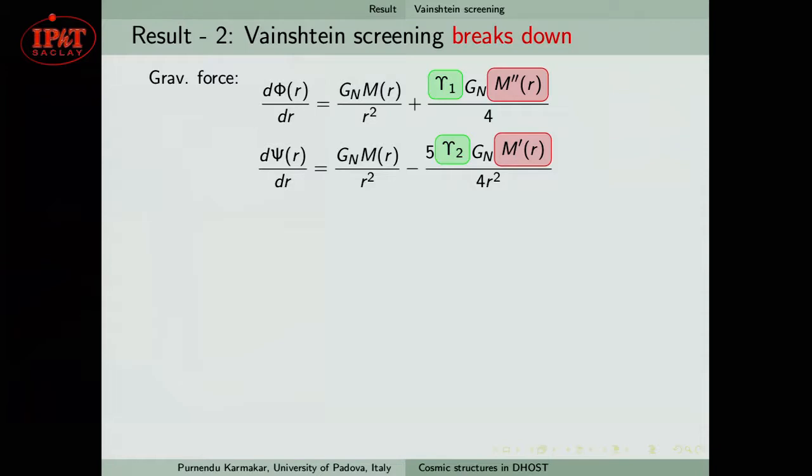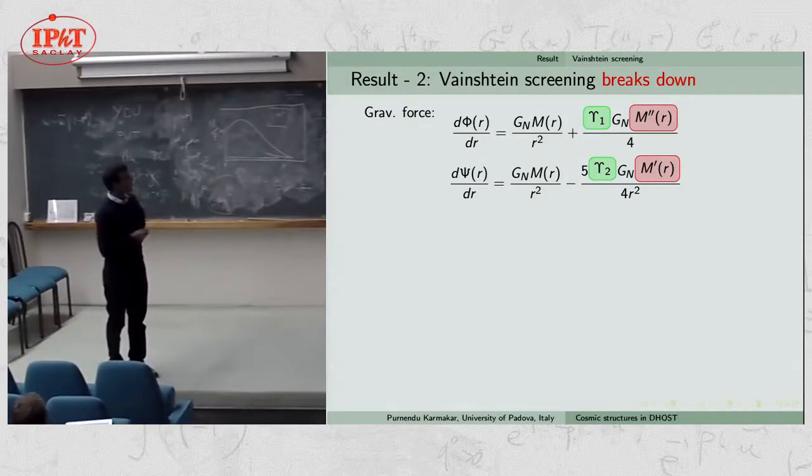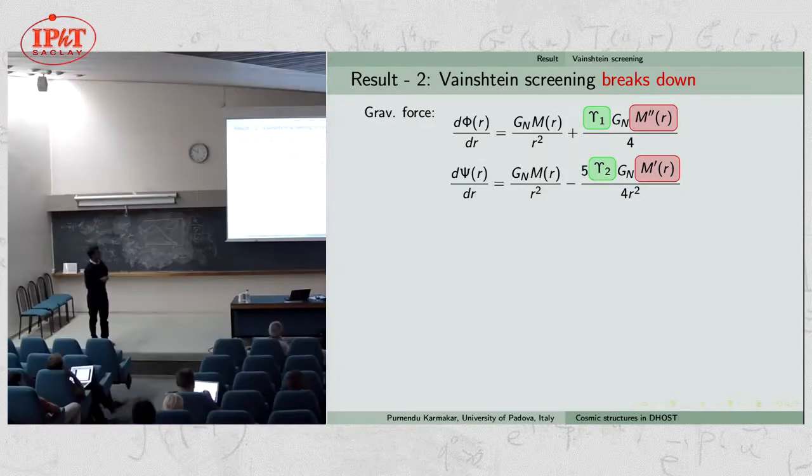So now result 2. When I write down the gravitational force, what we expect is that we want to recover GR. This is what we expect. But there is one additional term in the derivative of the potential. If the Vainshtein mechanism is working, then this should be 0, this should be 0. So it breaks down.